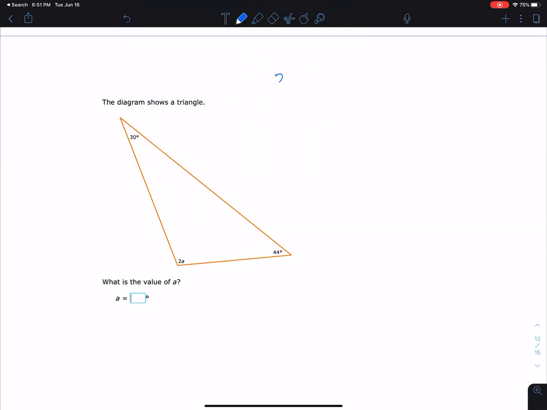Okay, so I would write my equation 30 plus 44 plus 2a equals 180. Okay, so I'm going to go ahead and subtract 30 and 44 from 180. So that would be 180 minus 30 minus 44. So I have 2a equals 106. Divide by 2. 53 is a.